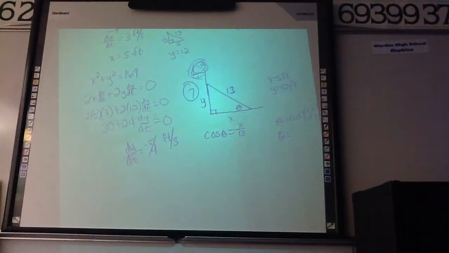Which might be good to know. I don't know. The derivative of the inverse cosine is negative 1 over the square root of 1 minus x squared.